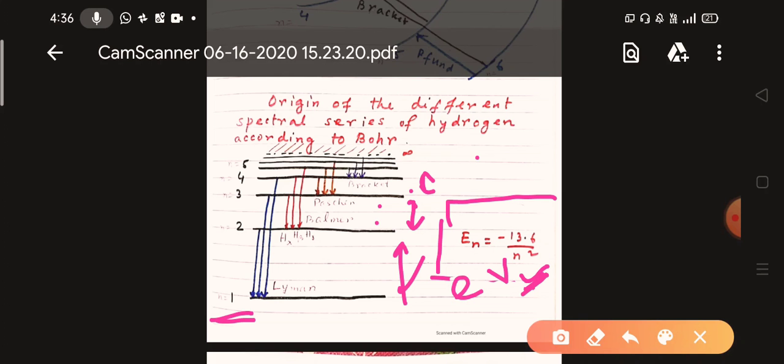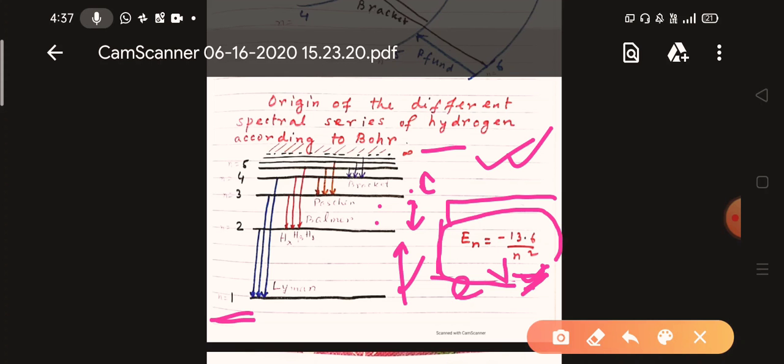This is a very important diagram. You have to understand it. And for n equals to infinite, this is continuous. What do you mean by continuum? Because whenever you put n equals to infinite in this energy level, you get En equals to 0. Now what do you mean by En equals to 0?